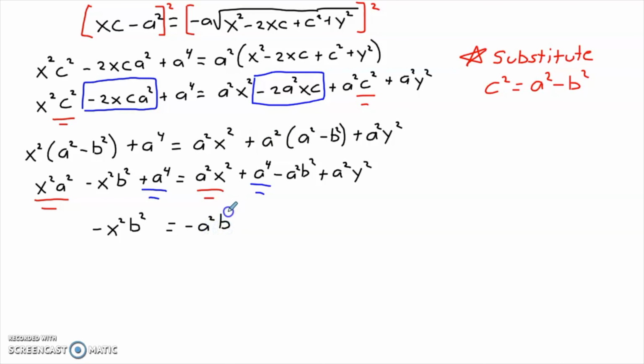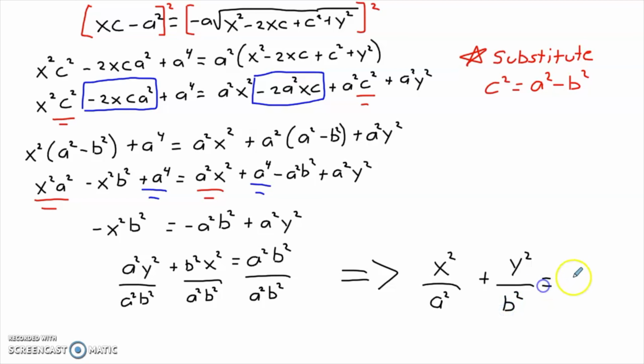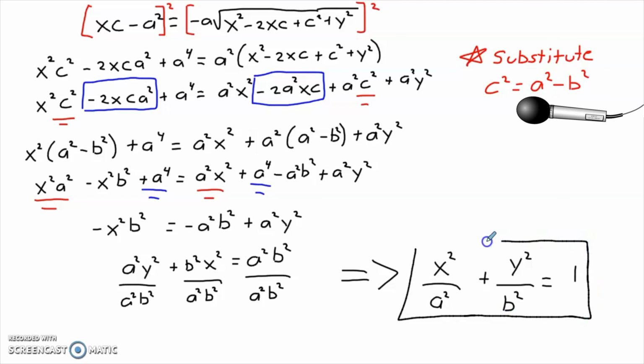I'm going to do a little bit of rearranging and move things around so I get the constant on one side and the x squareds and y squareds on the left. And do you see what the next step is? If we divide everything by a squared b squared, then we get x squared divided by a squared plus y squared divided by b squared equals 1, the equation of our ellipse centered at the origin.